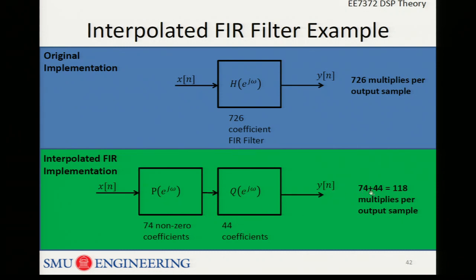So if we add these together, 74 plus 44, it's 118 multiplies per output sample. So we've cut it down by a factor of 6 or so in terms of the computation. So it's a useful trick when you need it, when you're forced to use a difference equation.